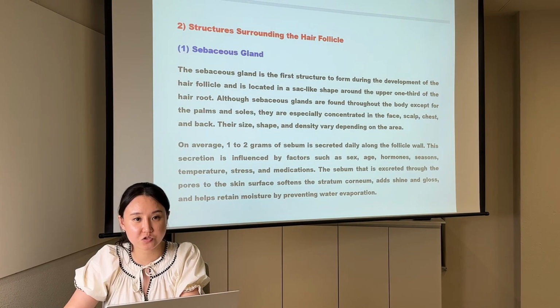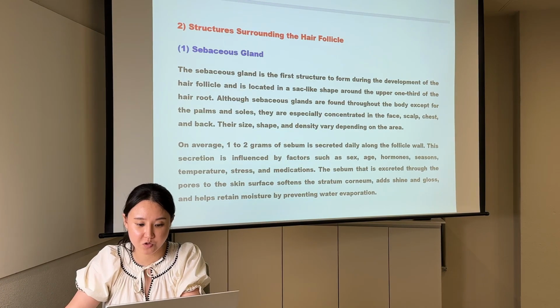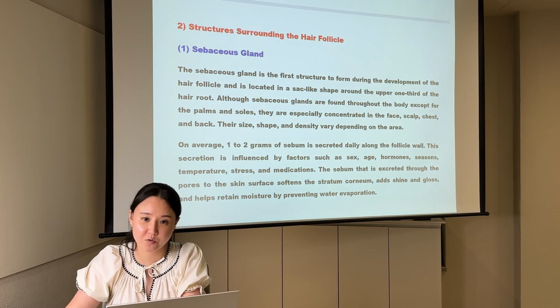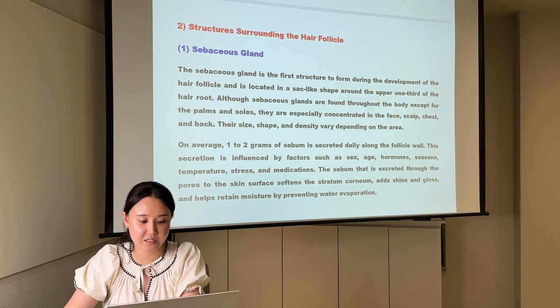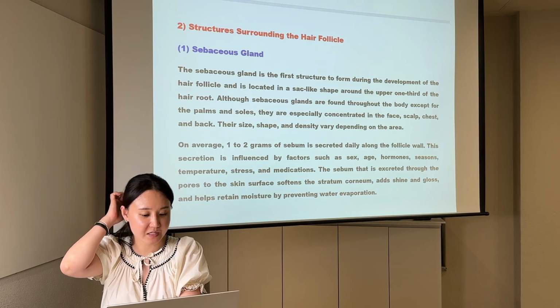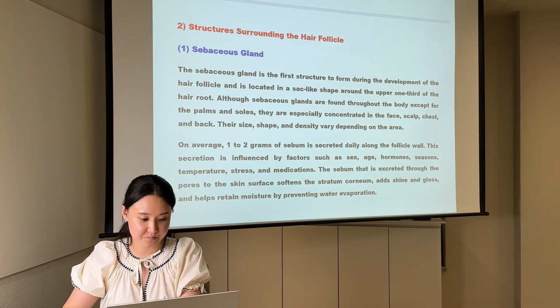These are the structures surrounding the hair follicle. Number one is the sebaceous gland. It is the first part to form during the development of the hair follicle and is located about the upper third of the hair root in a cluster-like shape. Sebaceous glands are found throughout the body except for the palms and soles, and are especially abundant on the face, scalp, and chest. Their size and density vary depending on the area.